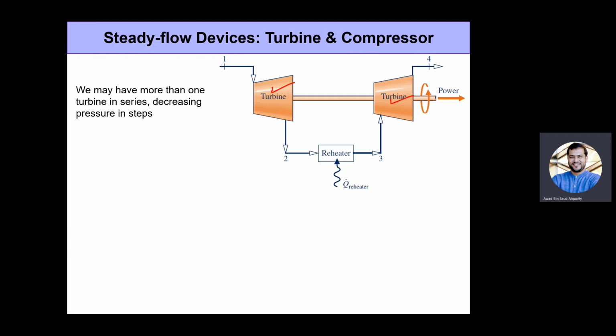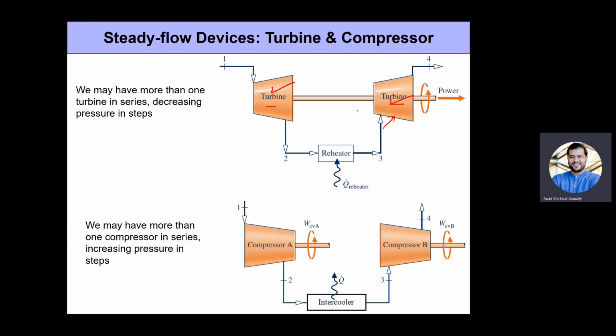P1 to P2 is a reduction, and then P3 to P4 is another reduction. So the total power produced would be the power produced from turbine one plus the one from turbine two. Same way when we talk about the compression process, which is increasing the pressure, sometimes it makes more sense to do the compression process in two steps, right?